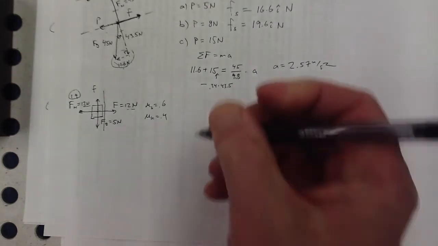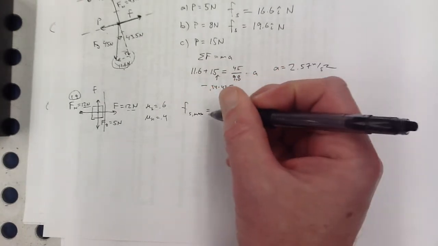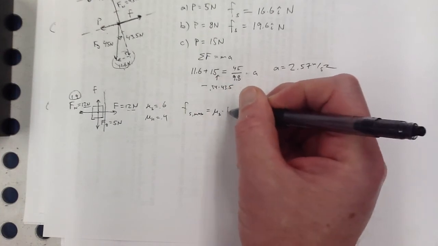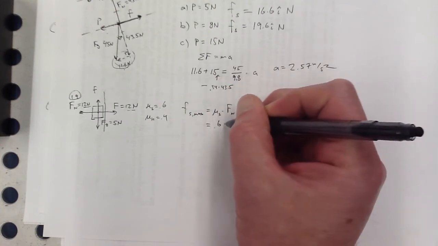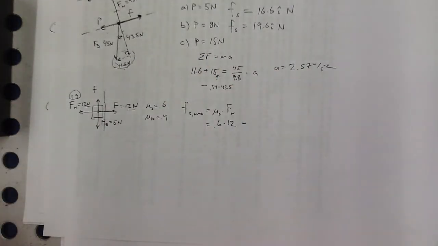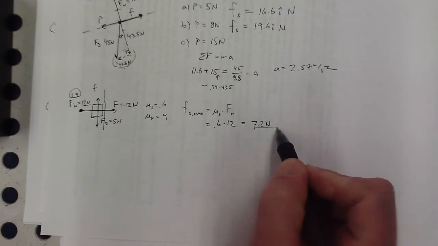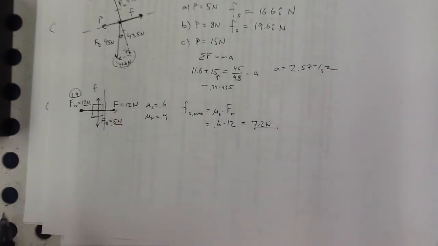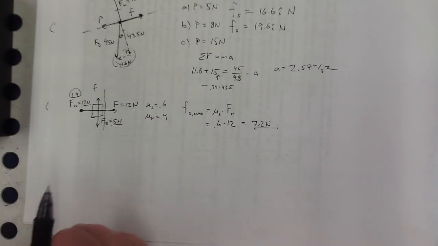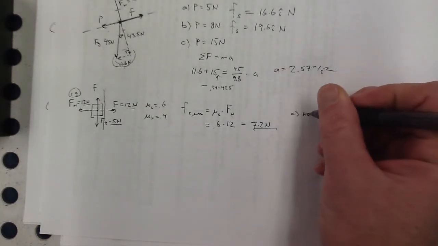Okay, so the question is, what's the maximum amount of static friction? Got to check that first. So the maximum amount of static friction available is 7.2 newtons, and I only need 5 newtons of friction to balance that. So the answer to the question, will the block move? No.